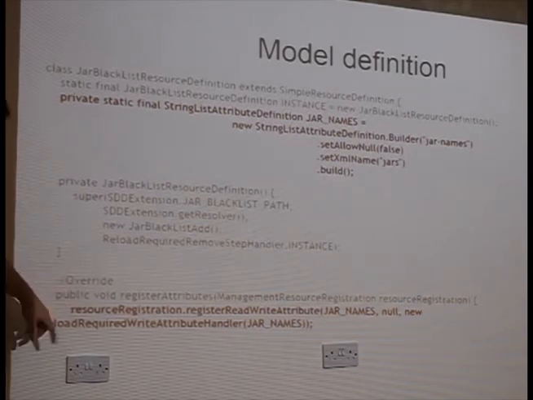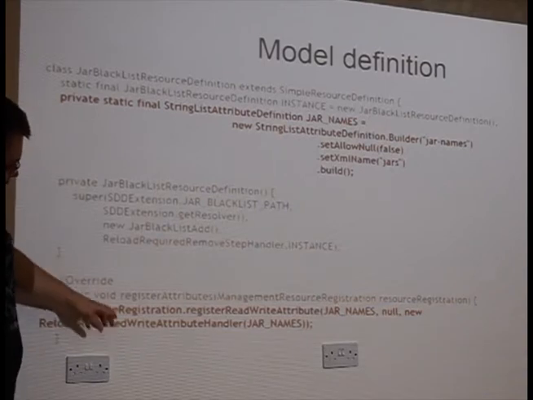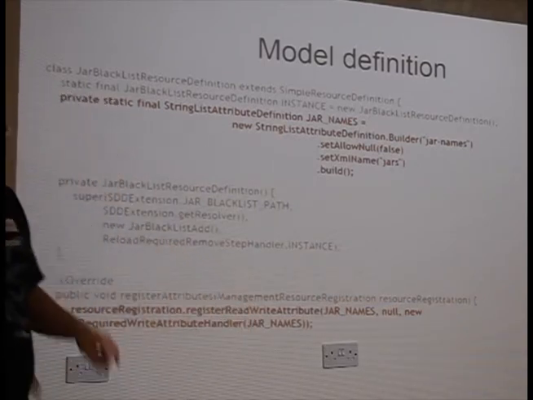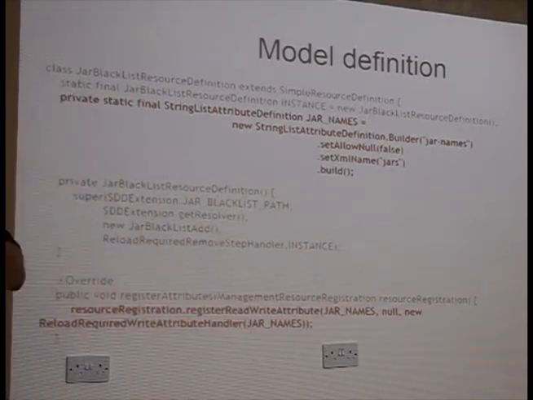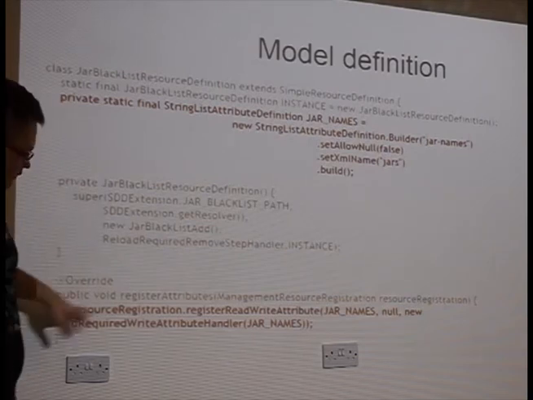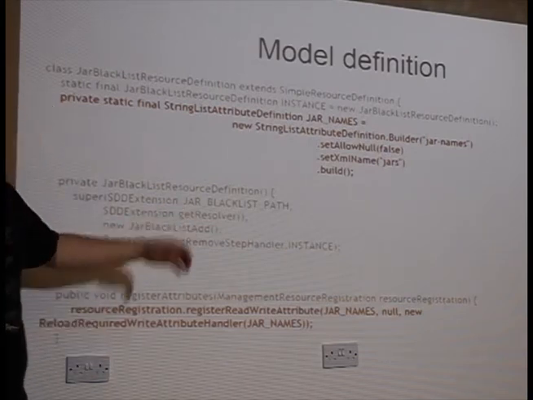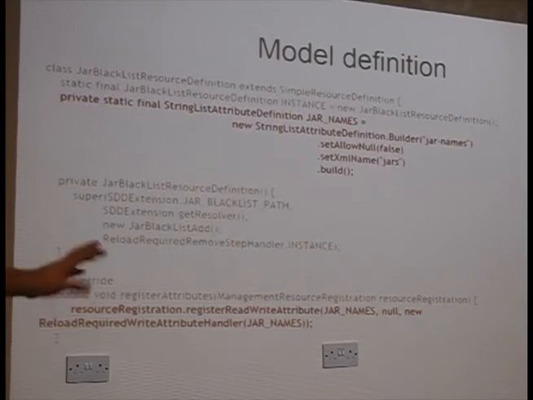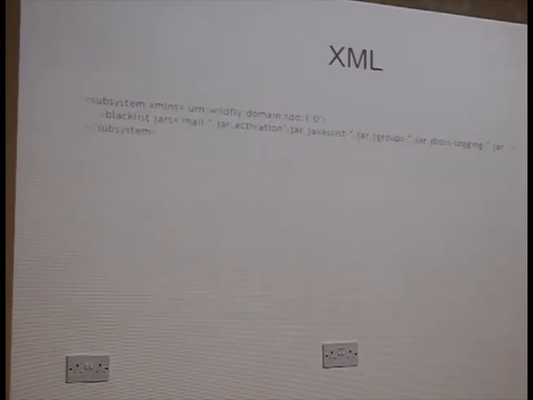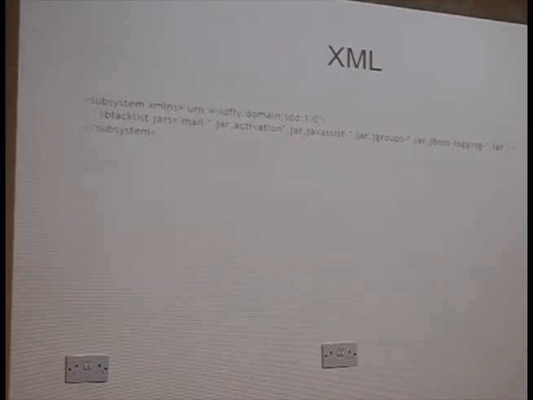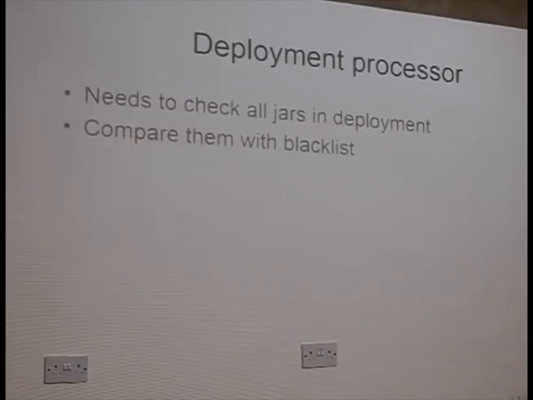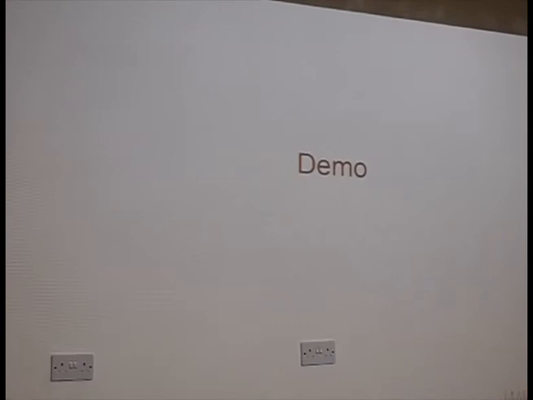And later you register the attributes. Just do the read-write attributes, so you can do write-attribute, name, jars, and so on. And this is the handler for how to write it. It's really quite simple. Then the XML is a bit more complex. We have one subsystem layer. And then we need to do the deployment processor.